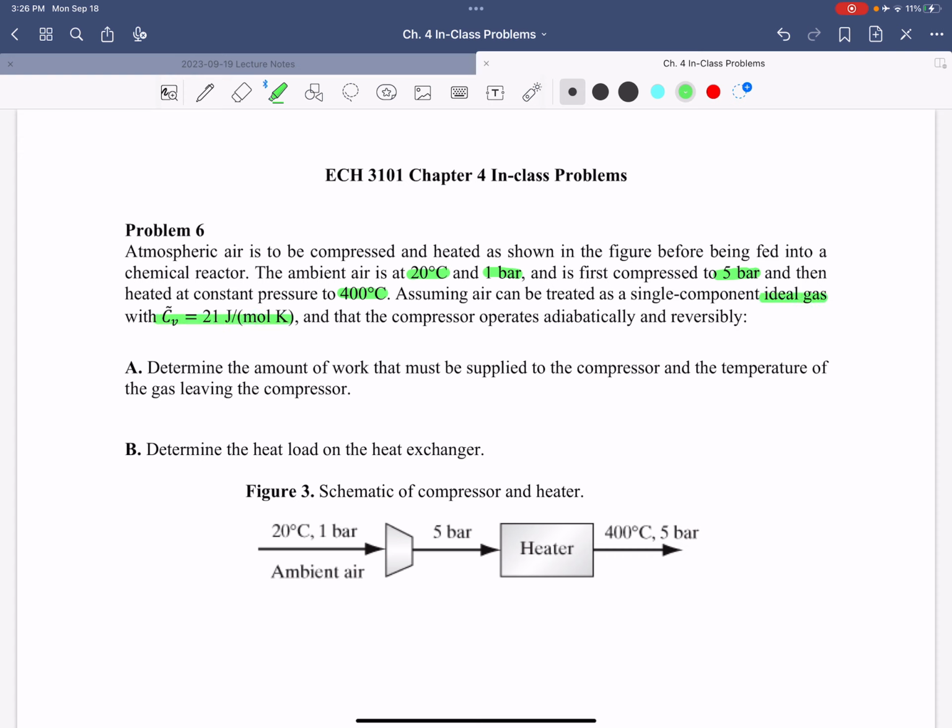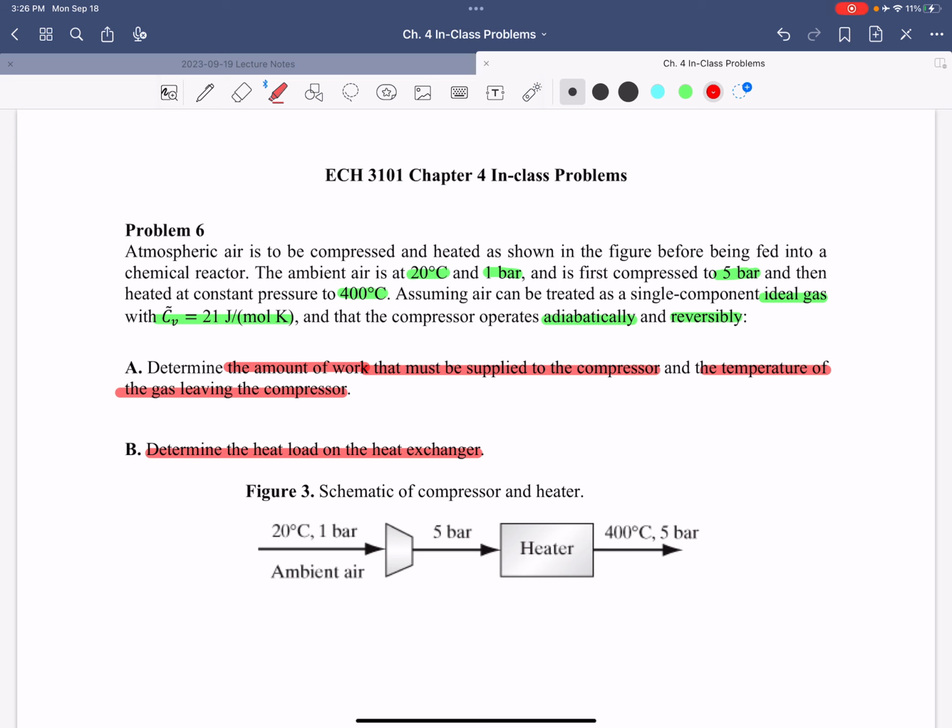If we assume that we can treat the air as an ideal gas, with a heat capacity of about 21 joules per mole Kelvin, we should also assume that the compressor operates adiabatically and reversibly. Based on these assumptions, in part A we want to determine the amount of work that must be supplied to the compressor, and the temperature of the air leaving the compressor. In part B, we want to determine the amount of heat needed for the heat exchanger in order to heat the air to a final temperature of 400 degrees Celsius.